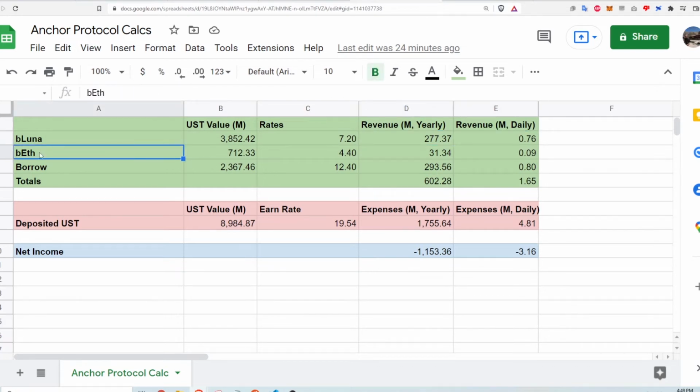Now, similarly for BETH, you have the UST value of 712 million. And then the APR rate on the staking is 4.4%. That leads to a revenue of 31.34 million per year, which is about 0.09 million per day.